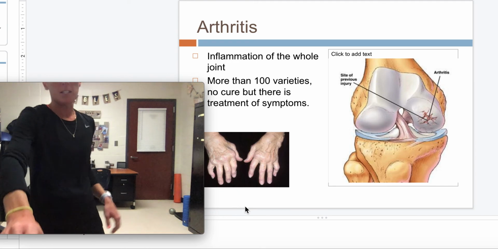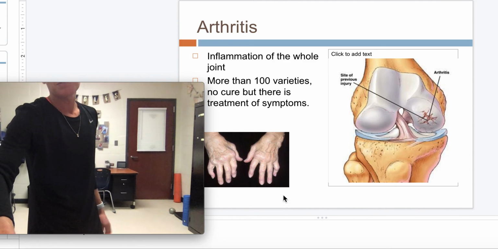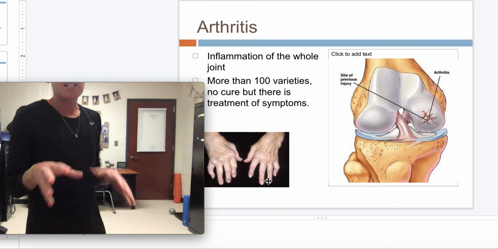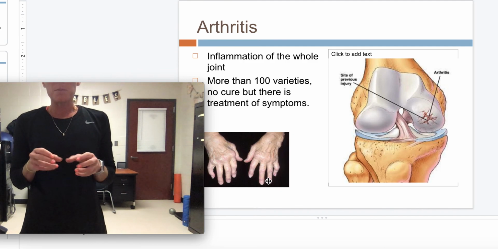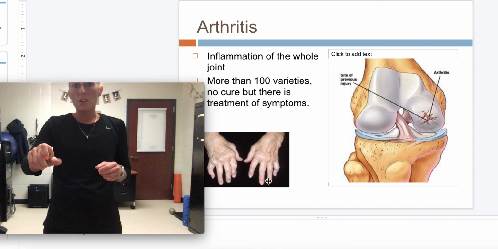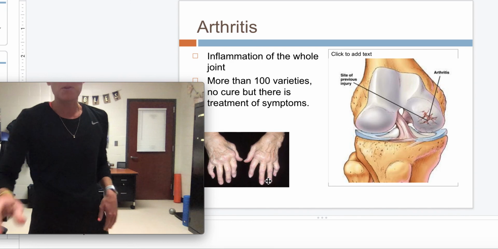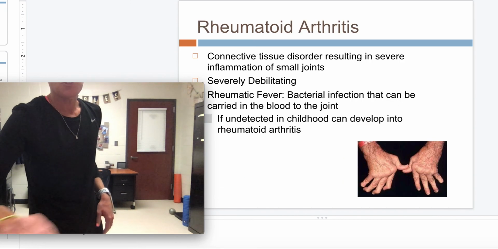This is arthritis in the knee. That's what you're seeing there. This is some type of arthritis in the hands, and it's severely crippling, and people aren't able to, maybe they can't supinate, maybe they can't turn on their car, maybe they can't eat because their hands are immobilized with that swelling in the joints.